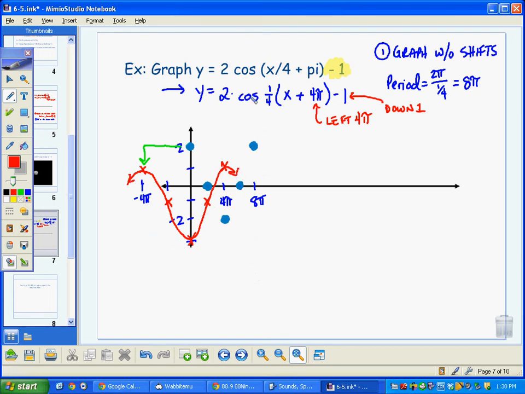There we have it. So review, once again, I rewrote it so that this multiplier was pulled outside the parentheses, which made this just x, and I had to compensate by turning my pi into 4 pi. Then I graphed without any of the shifts, identifying the period and the amplitude. And then I put the shifts in for my second graph, which moved it left 4 pi and down 1. All right, so from there, let's move on.